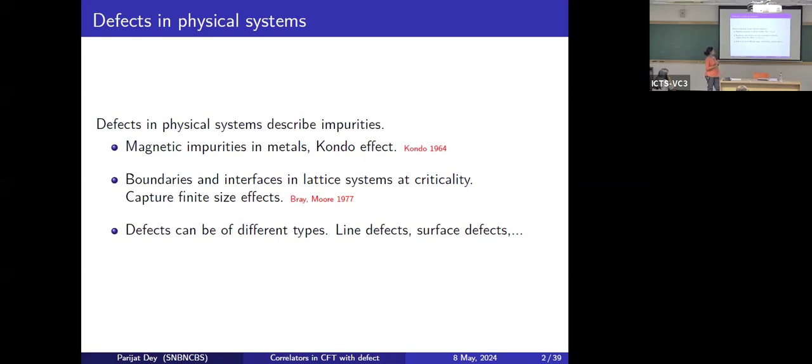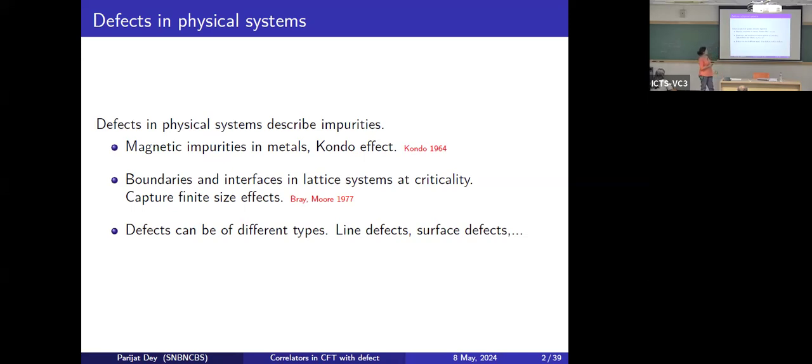Now, this Kondo effect historically has been very important in the context of quantum many-body physics. The Kondo problem actually motivated Wilson to develop the renormalisation group approach. Now, there are other kinds of defects that we can have. For example, we can think of a lattice system, which we can think of at the critical point. We tune the temperature such that we have an ordered phase and a disordered phase in the lattice, and we are precisely focusing at the critical point.